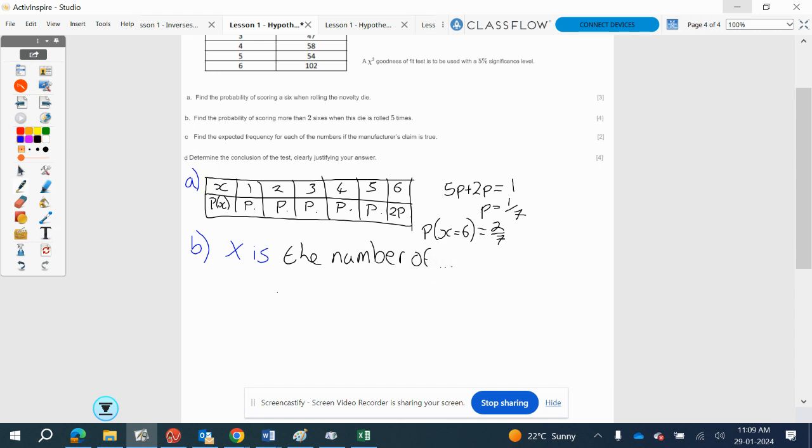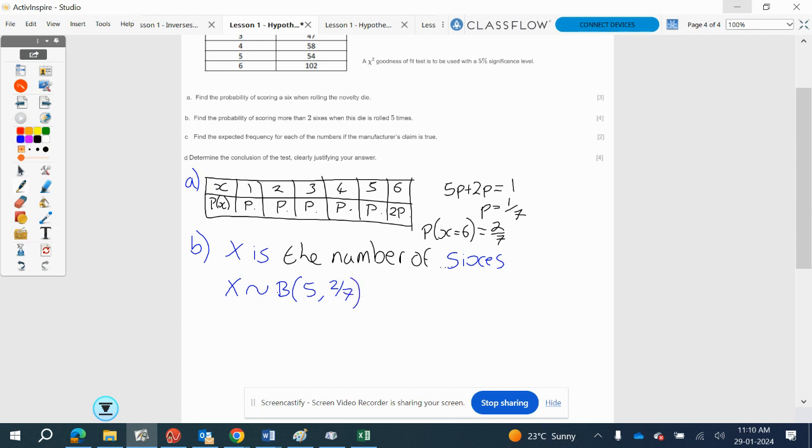Now x is the number of what in this question? What are we doing 5 times? So x is the number of rolls? No. What are we wanting from the roll? Oh, so x is the number of rolls that is a 6. X is the number of 6s. Always x is the number of. Then you have to say this: x is binomially distributed with 5 trials and a probability of success of 2 over 7.